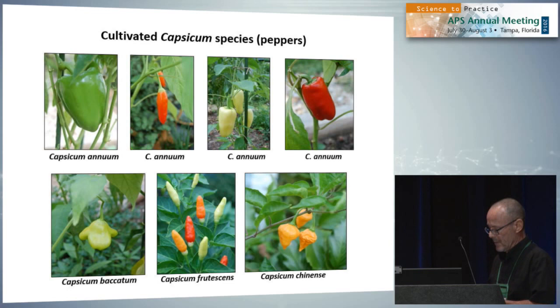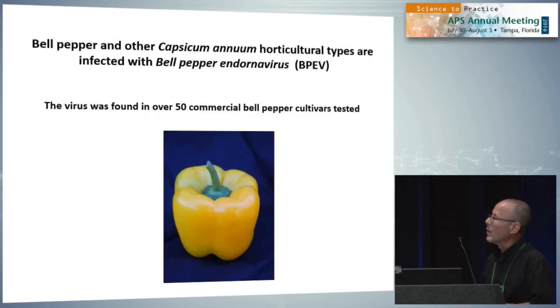Okay, let's switch now to pepper. Peppers, as most of us know, are Capsicum annuum, which is a variety of peppers from jalapeno to serrano to bell pepper. However, there are other cultivated peppers, and that includes baccatum, frutescens, chinense, and also pubescens. So we found out that bell pepper and other horticultural types of Capsicum annuum are infected with an endornavirus, and this is called bell pepper endornavirus.